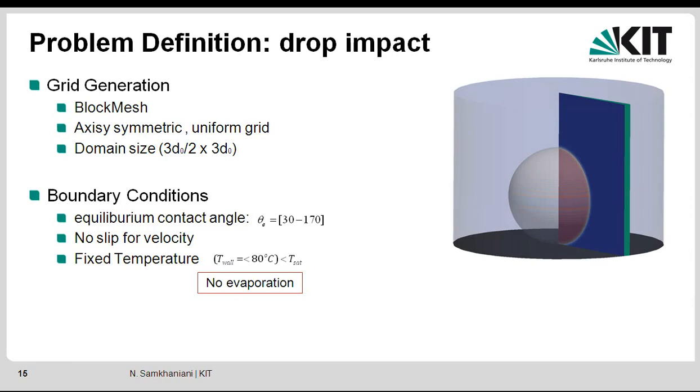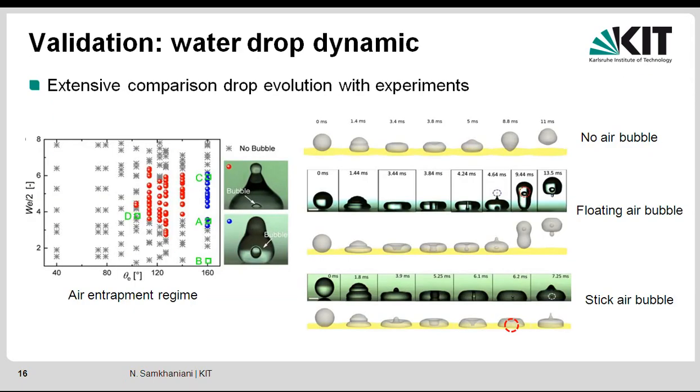For the main problem, we consider the drop impact on a solid. For that, we consider an axisymmetric domain. For the wall, we consider no slip for the velocity and a fixed temperature for the wall. Here, the temperature of the wall is smaller than the saturation temperature, so we don't have any evaporation or phase change in this study. We made a lot of numerical simulations.